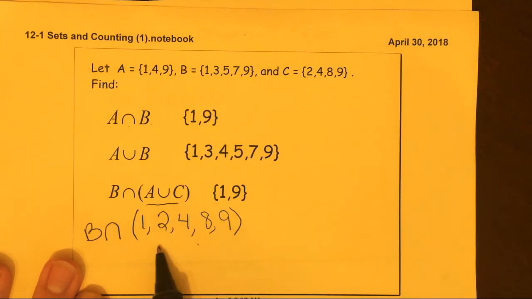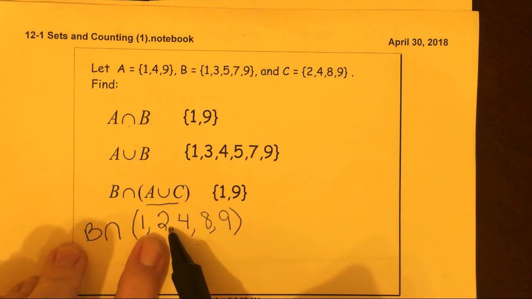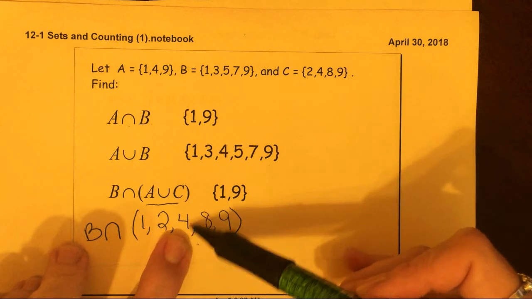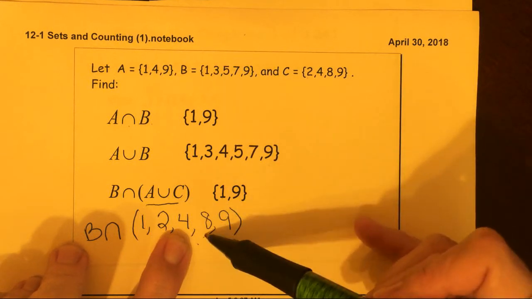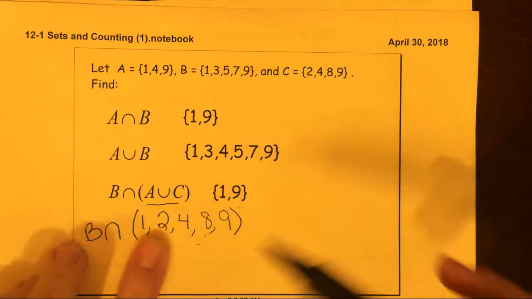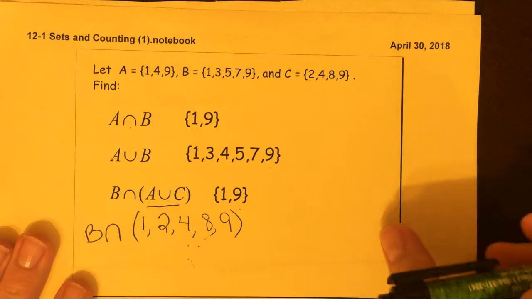So here's B, and here's the union we just did. They have a 1 in common. I write it down. This answer has a 2. B does not. B has a 3. This one doesn't. 4, no 4. 5, no 5. 7, no 7. 8, no 8. Hey, they both have a 9. So they only have 2 elements in common. They have a 1 and they have a 9.